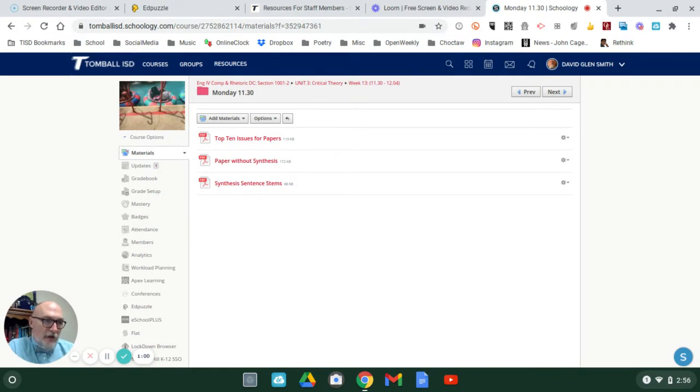Next semester, likewise, we'll be going beyond the MLA guidelines. So I'll be showing you what's called APA, and I'll also be showing you what's called CM, Chicago Manual. Be that as it may, what I have here are 3 PDFs. Okay, let me show you what I've labeled as the top 10 issues for papers.